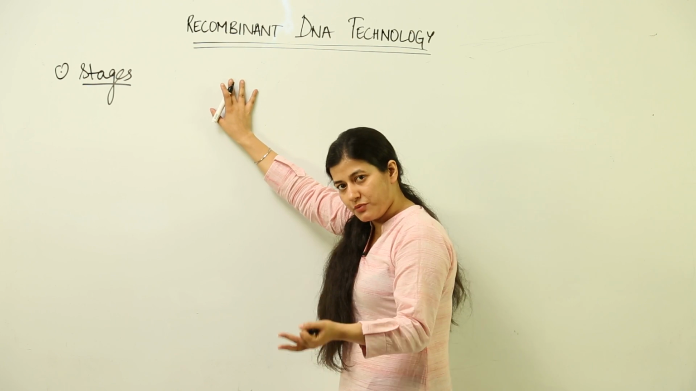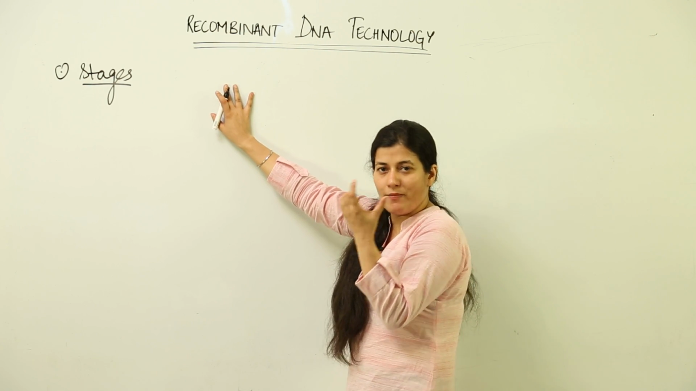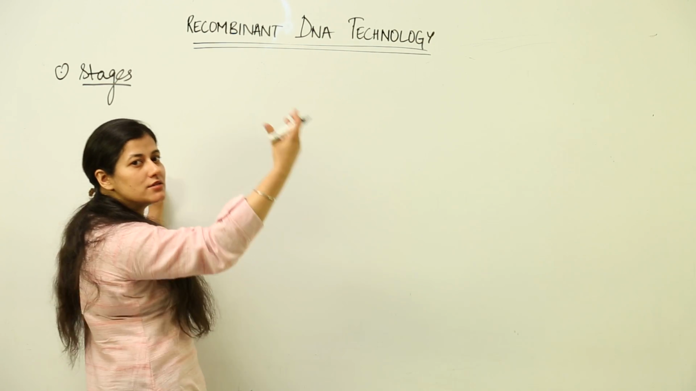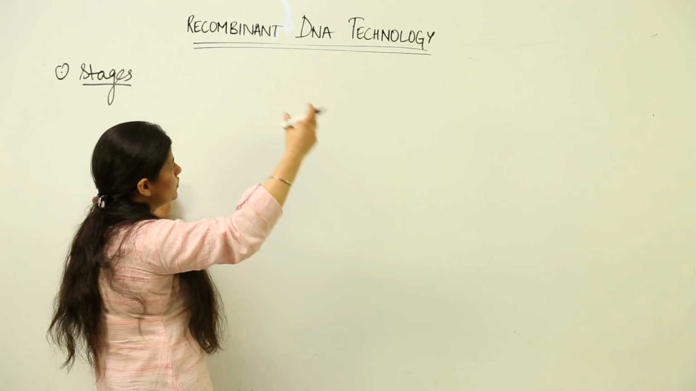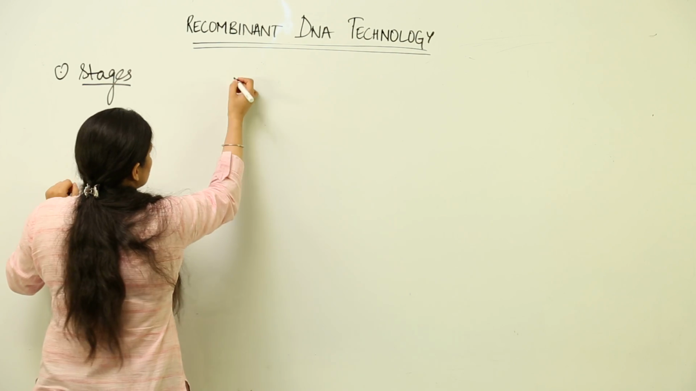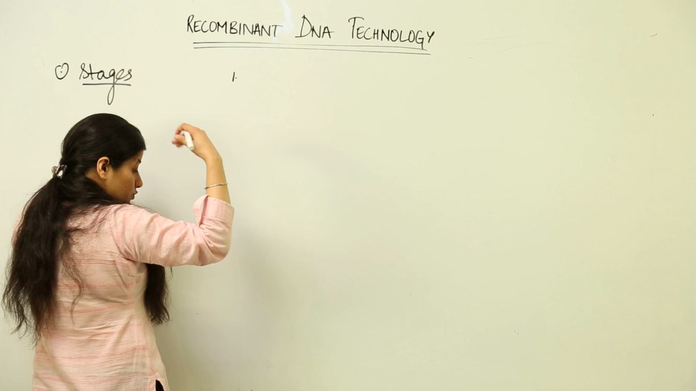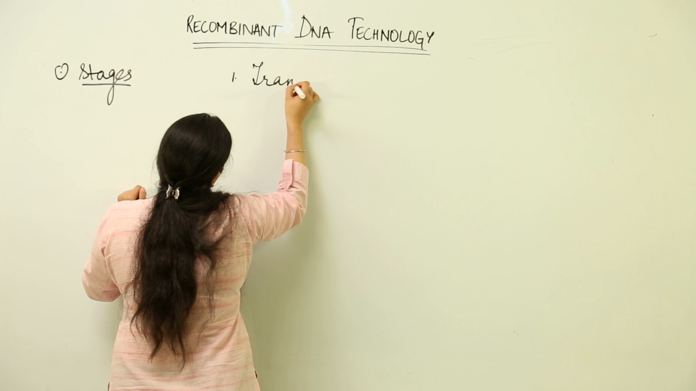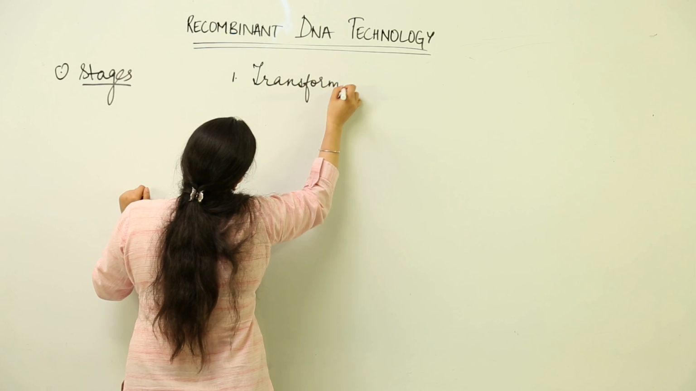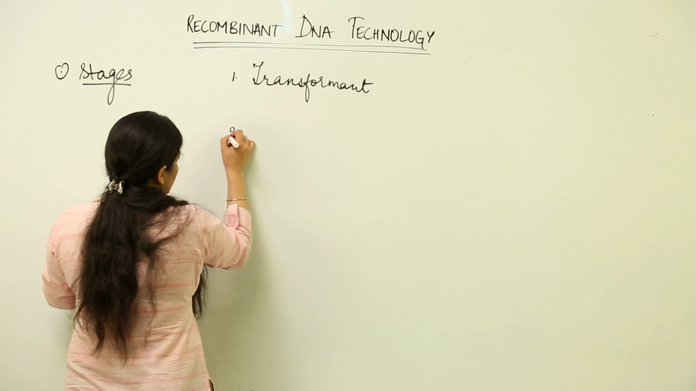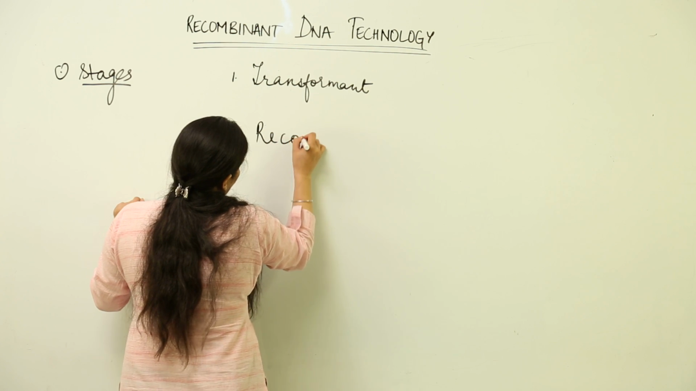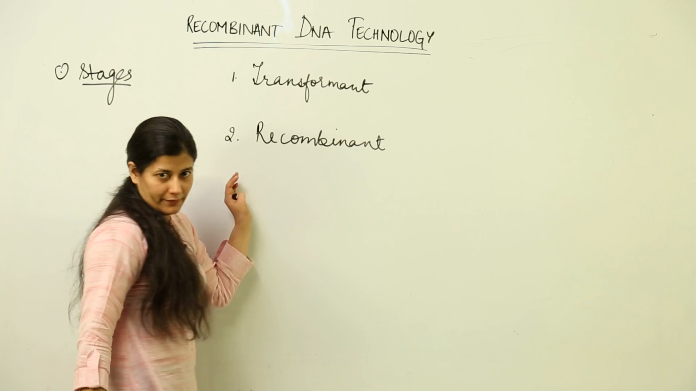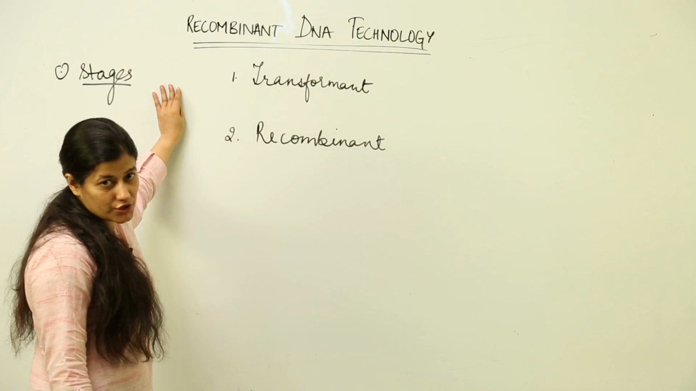Before we start with the stages, we have to see the two main characters which are going to be involved in this process. Like we have main characters in a movie or in a play or in a story, we have two main characters over here as well. The first one is the transformant, and the second one is the recombinant. These are the two main characters of our story, and in various stages it would be carried out.